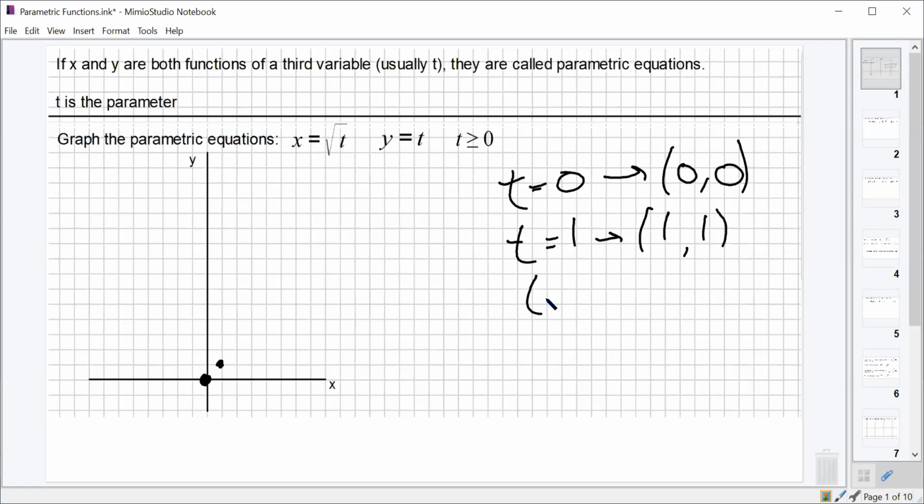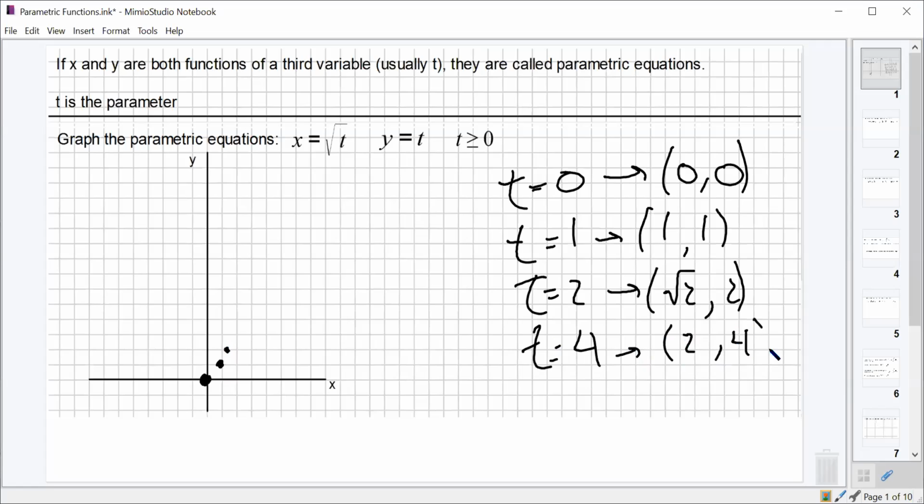What about when t is 2? Square root of 2, 2. Okay, should end up with the square root of 2 comma 2, which is a little bit of a pain. 1.4 and 2, right? What might be an easier value to plug in here? Like t equals 4. 4? What's that going to give us? 2 comma 4, right? And so on, right?